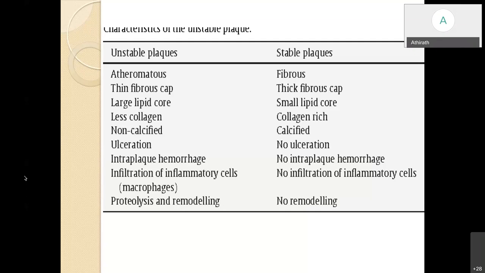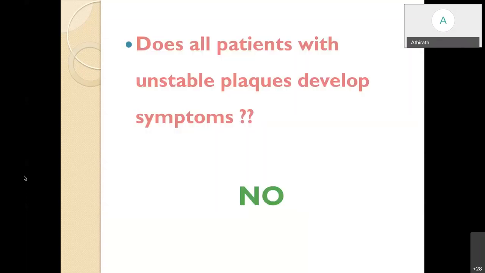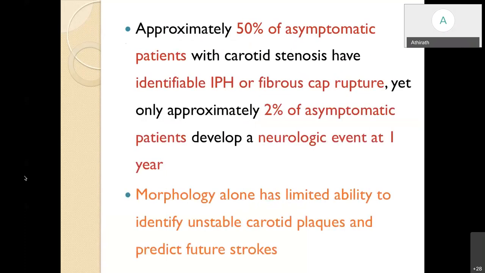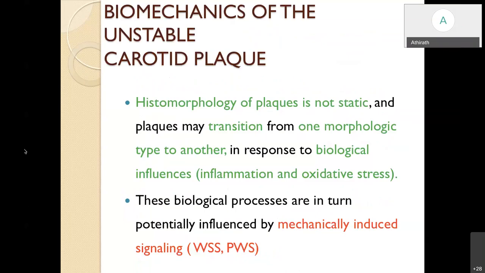Unstable plaques have ulceration, whereas stable plaques have no ulceration. There are other complications in unstable plaques, such as intraplaque hemorrhage and infiltration of inflammatory cells, which are not seen in stable plaques. Now, the basic question is, do all patients with unstable plaques develop symptoms? The answer is no. It has been shown that 50% of asymptomatic patients with carotid stenosis have identifiable intraplaque hemorrhage or fibrous cap rupture, yet only 2% of these asymptomatic patients develop a neurologic event at 1 year.